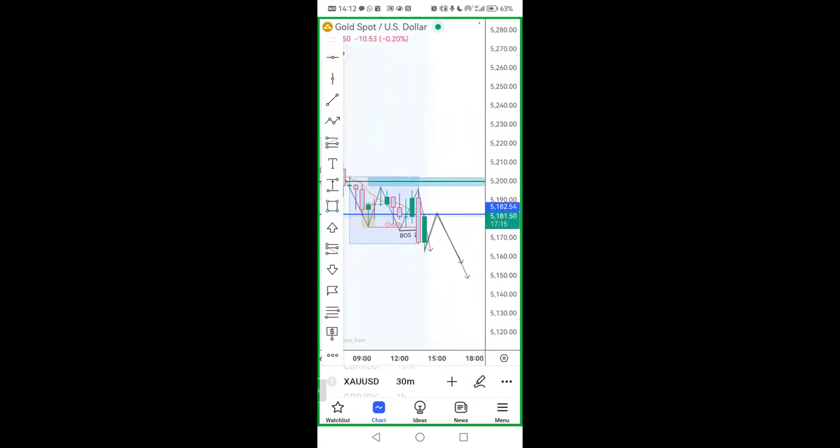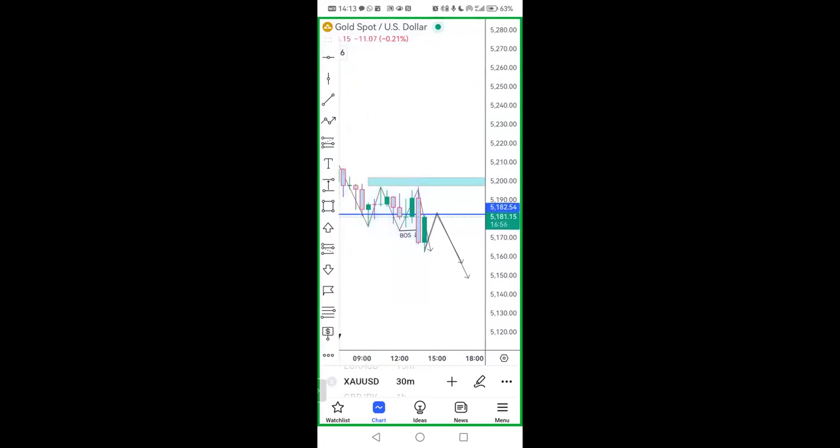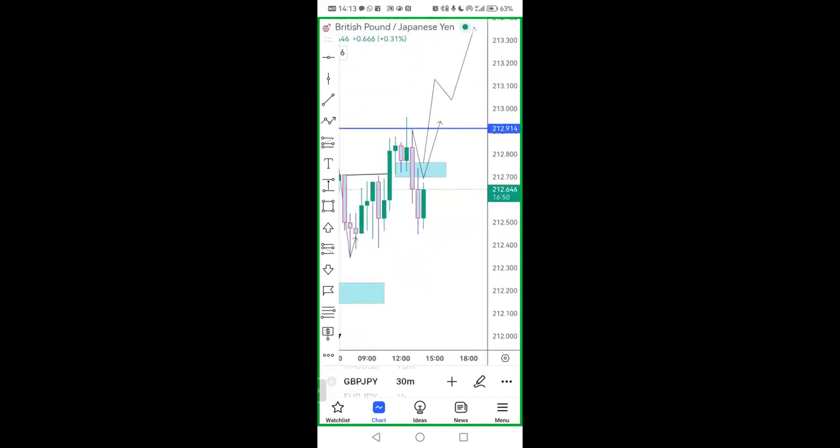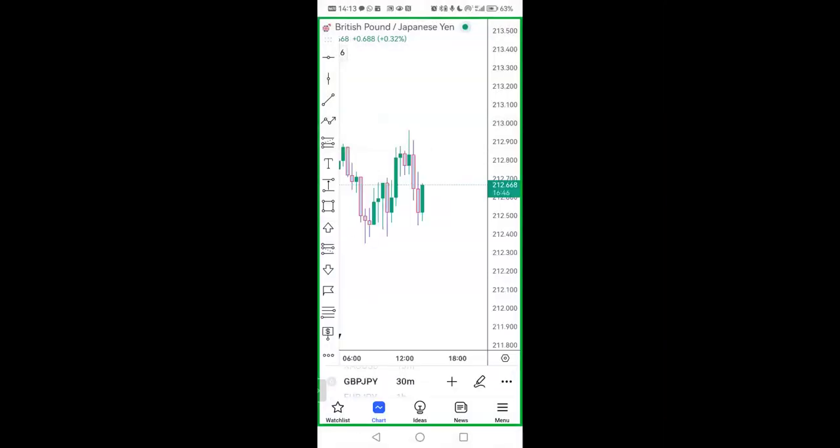Next question: will price always do that? No, we don't know what price will do. In fact, nobody knows what price will do. Price can give you anything at all. I'll show you an example of that shortly, where price just decided to do its own thing on euro yen and pound yen. So let's look at pound yen. Let me remove all these lines so you can see a clear chart.